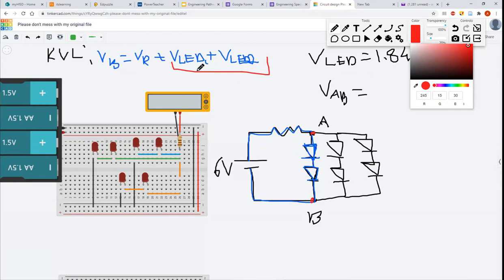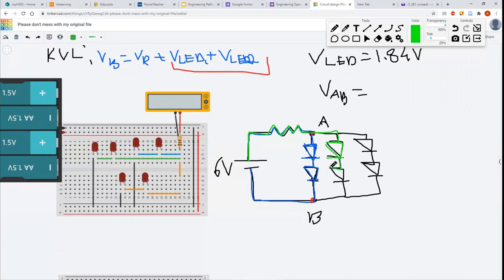And we can do exactly the same calculation with the other loops, right? I can do a green loop, but the calculation is going to be exactly the same because the LEDs are exactly the same. All the circuit elements are exactly the same.